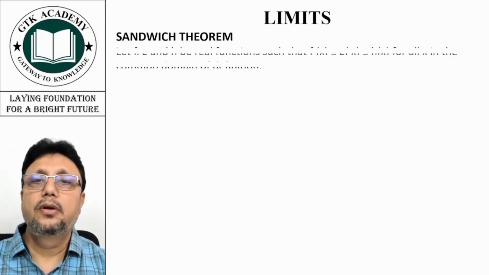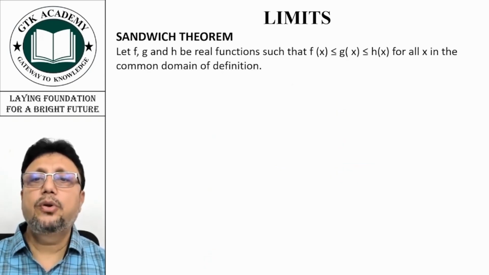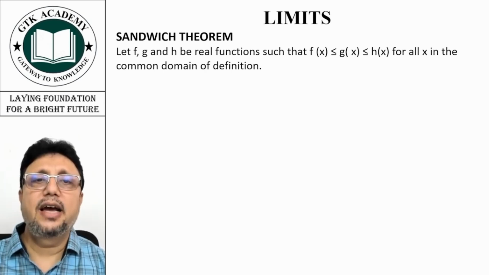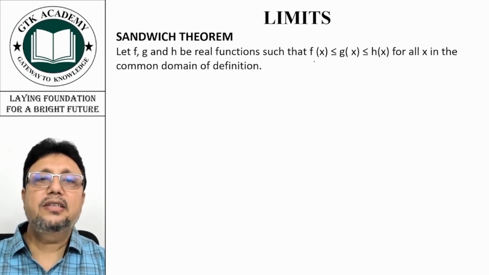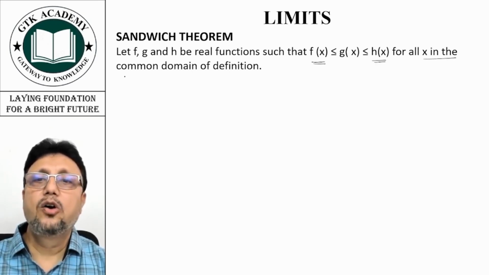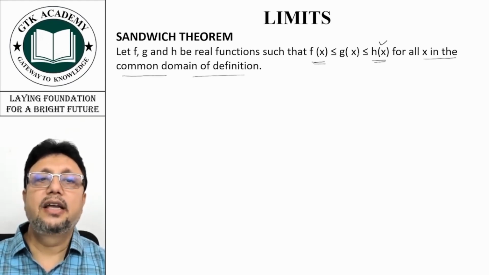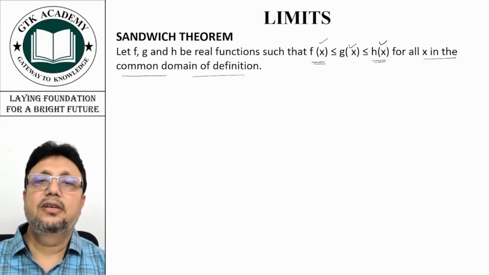Sandwich theorem. The sandwich theorem says that f, g, h are real functions such that f(x) is less than or equal to g(x) is less than or equal to h(x) for all x in the common domain. They have a common domain. So h(x) is greater than g(x) and g(x) is greater than f(x).